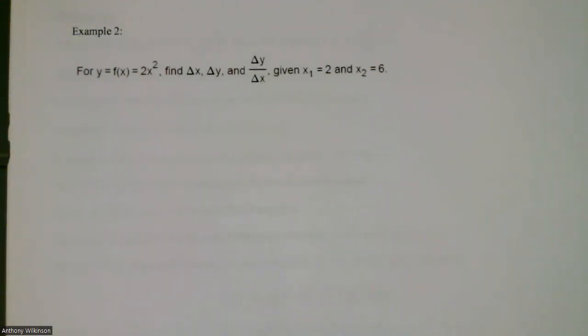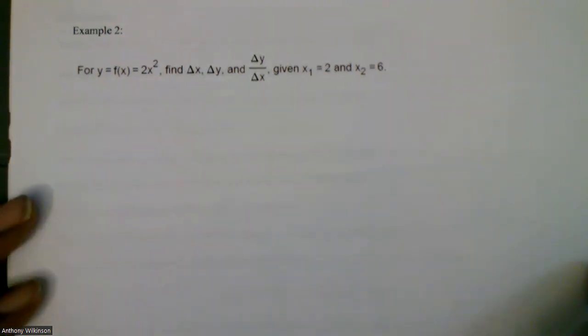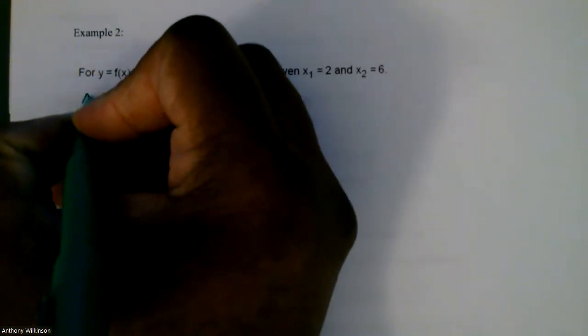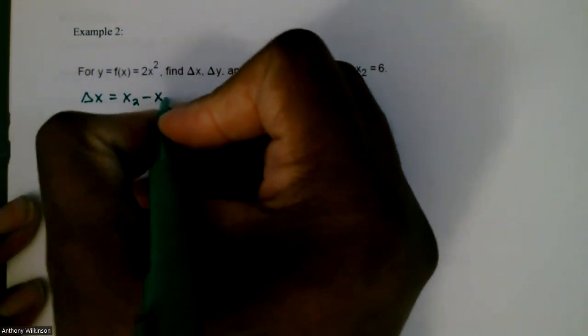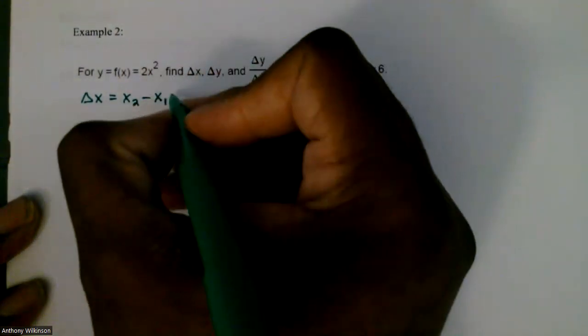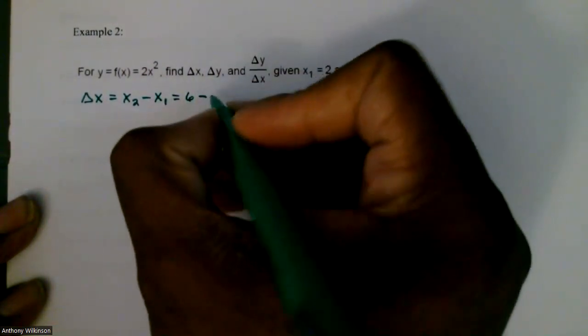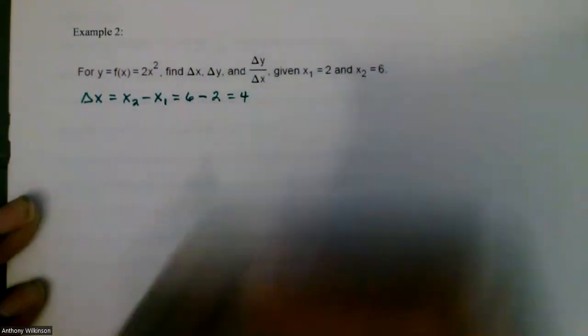All right, here's another example. Let's say you had y is equal to f of x equal to 2x squared. And here I want to find delta y, delta x, and delta y divided by delta x. And we're given that x1 is 2 and x2 is equal to 6. Okay, so in this case, we just do the same thing. Find delta x, which is, of course, x2 minus x1. And we're given that x2 is 6 minus x1, which is 2. So 6 minus 2 will be 4.